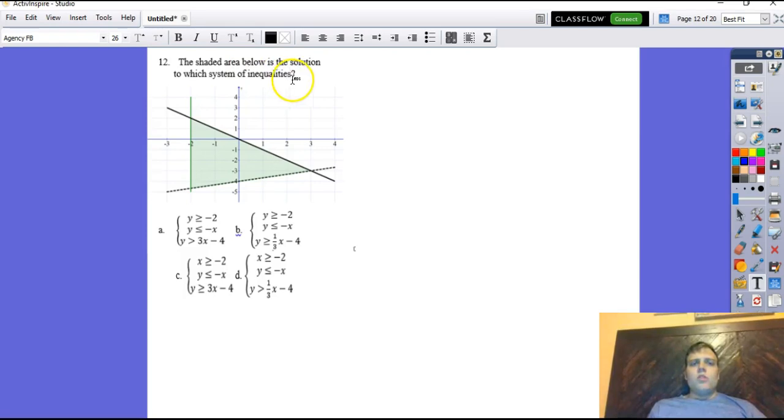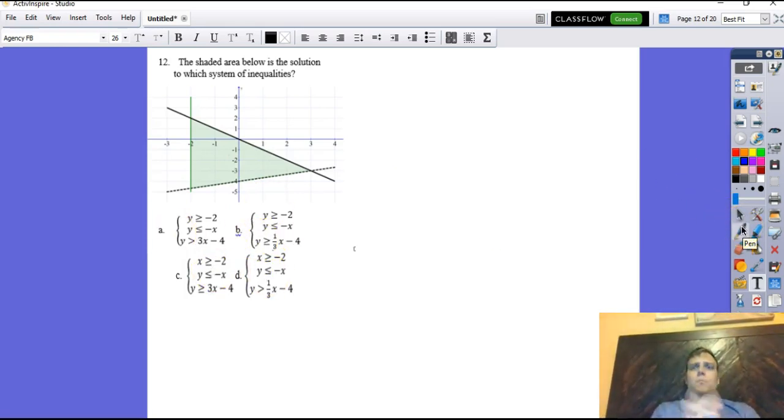The shaded area below is the solution to which system of inequalities? So we have a bunch of systems of inequalities here, and we want to know which one of these matches up with this. First off, I went ahead and gave y'all 4 choices here because I want y'all to sometimes think a little bit outside the box. I want you to sometimes think about how you can eliminate stuff real fast.